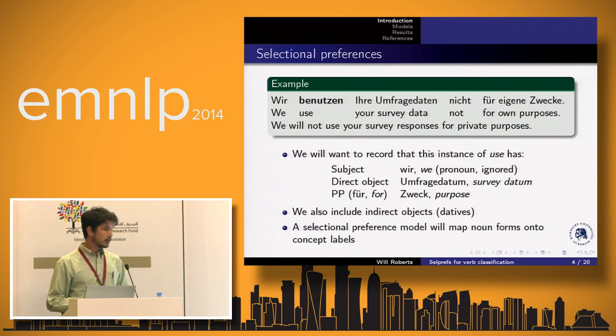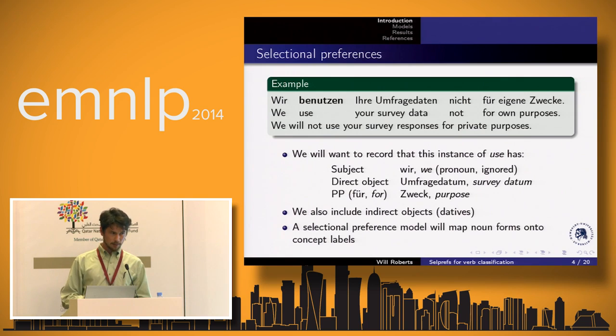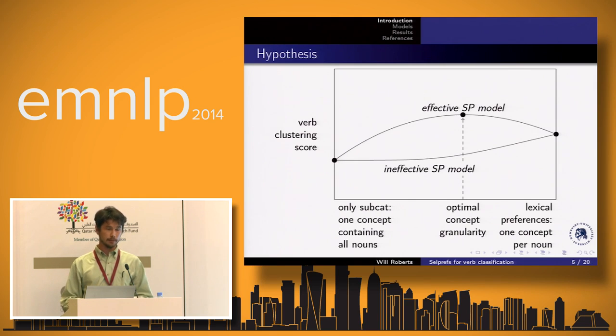Okay, I'm going to define a selectional preference model in a non-standard way as a function that maps nouns onto a concept label. So for instance, an example might be that a noun that's the direct object of the verb eat might be mapped onto the label food.